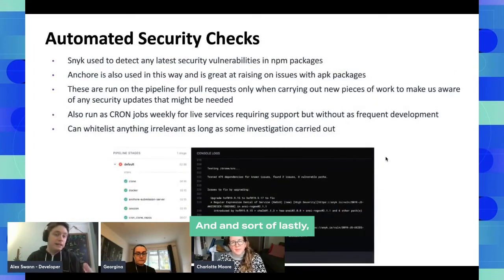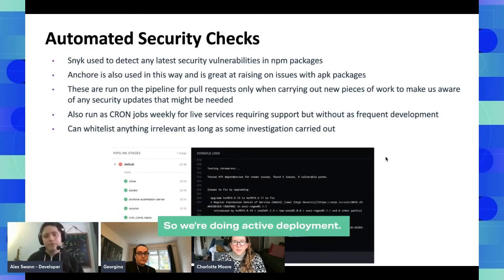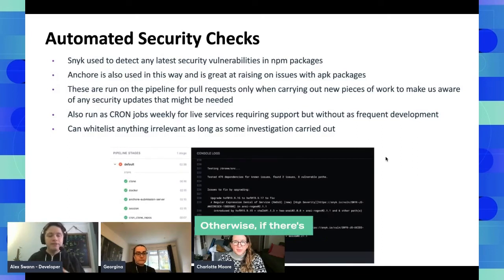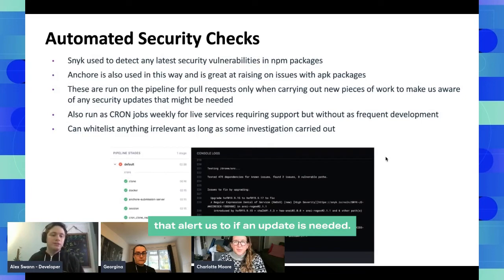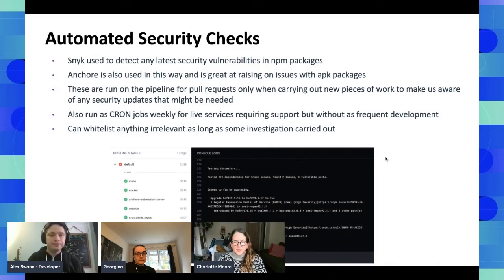And lastly, on the pipeline stuff, we have security checks as well. We use Snyk and Anchore, which we run on pull request. So if we're doing active development, it'll let us know that there has been a new vulnerability picked up as you're doing this work on this pull request. Otherwise, if there's no ongoing support work on a project because it's been a couple of weeks, we have weekly cron jobs that alert us if an update is needed.